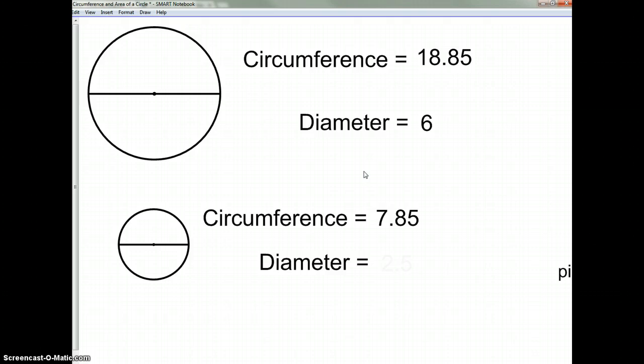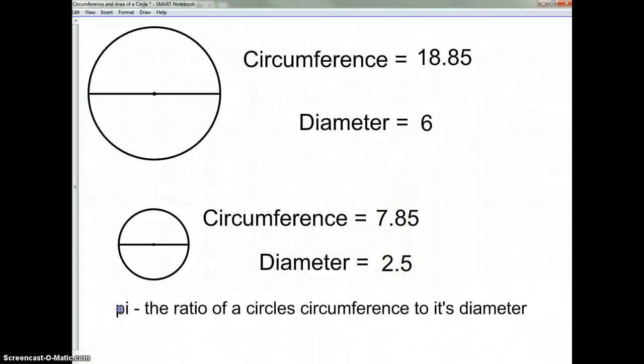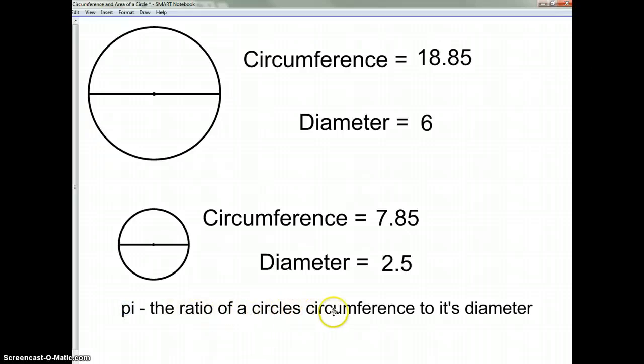And same thing here, 7.85 is the circumference, and the diameter is 2.5. Now, I didn't put any units on this. This isn't feet, this isn't meters, centimeters. I'm just interested in how those two numbers relate. 7.85 is just over 3 times as much as 2.5. And that number, that ratio that we're talking about, how much bigger the circumference is compared to the diameter, is a number that we call pi. And that is the ratio of a circle's circumference to its diameter.